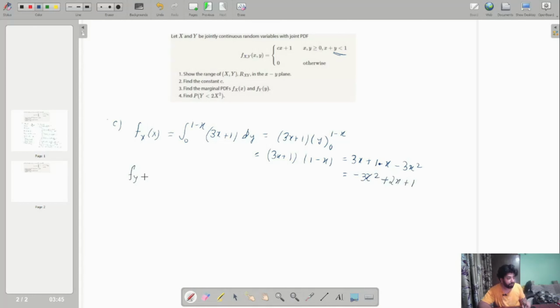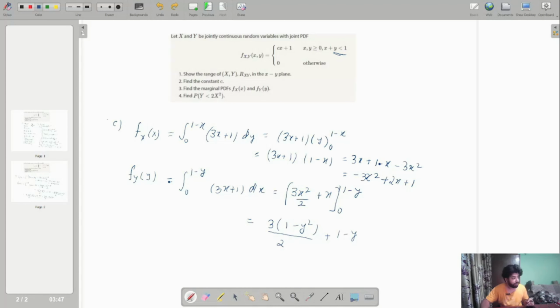Similarly, we can solve it for y, and for y we have the range equals to 0, 1 minus y. Here I'll write 3x plus 1, and we have dx here. So now when I solve this, we'll have 3x square by 2 plus x, and then the range, which is 0 to 1 minus y. So I can write 3 times 1 minus y square by 2 plus 1 minus y. So this will be the solution for this part.